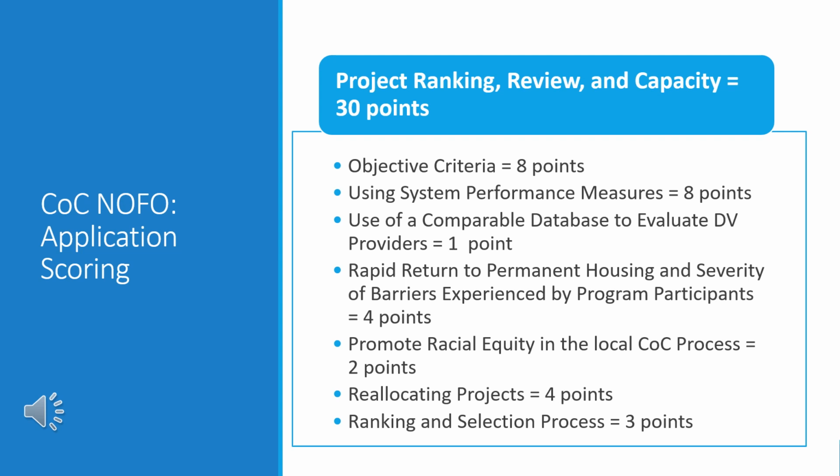HUD also scored CoCs on their work to obtain input and include persons of different races and ethnicities in the development of rating and ranking criteria and in the project review, selection, and ranking process. Additionally, HUD scored CoCs on whether they assessed projects on the degree to which the project identified barriers to participation faced by persons of different races and ethnicities and took steps to eliminate those barriers. Overall promotion of racial equity in the local CoC process was worth 2 points.